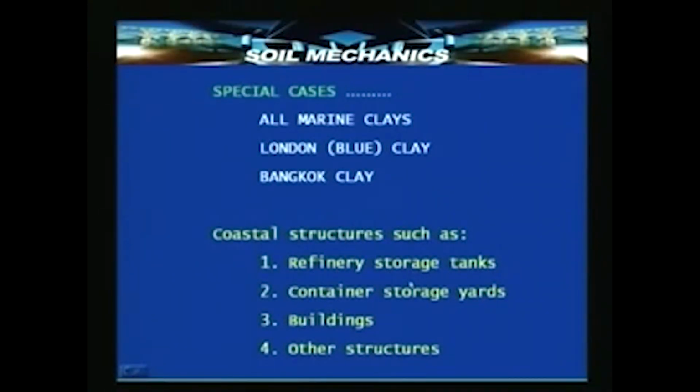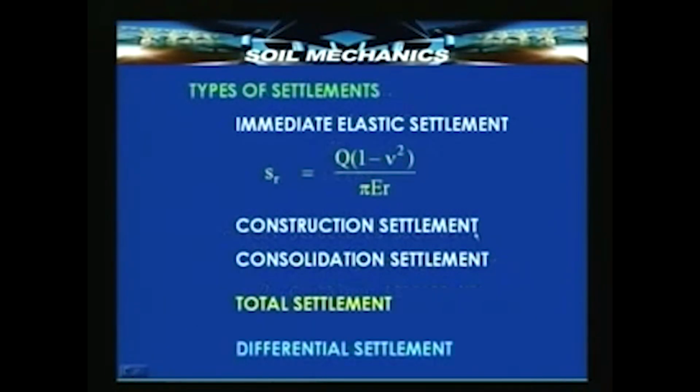Now, there can be many cases like this. Wherever there are marine clays, there are coastal structures such as refinery storage structures, container yards, and even other buildings and structures. They are all highly compressible. London blue clay is a very well known example of a compressible clay. Bangkok clay is another example of a famous compressible clay. Now, these are all very special instances about which there is a lot of literature available today, and I would very much advise you to go through that literature.